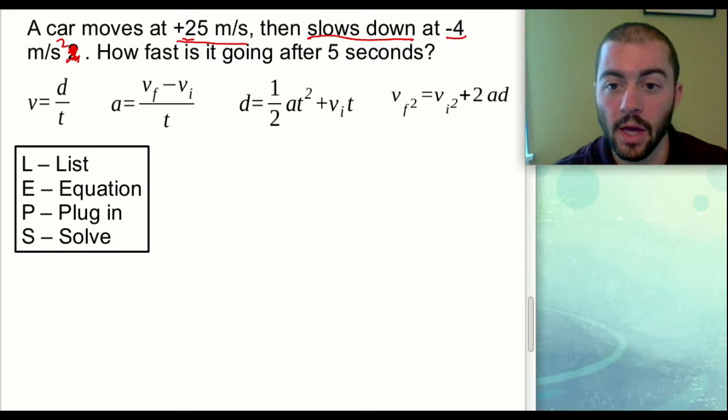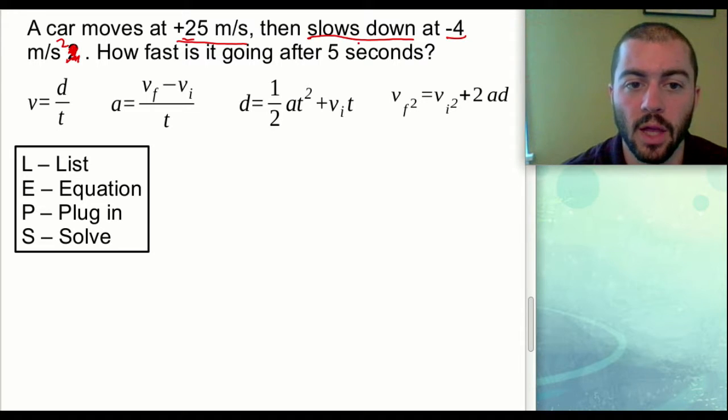All right, so slowing down means that we're changing the velocity, and if that's the case, then that means we're looking at acceleration because acceleration is a change in velocity. So how fast is this car going after 5 seconds? So we've got a whole bunch of information here we can try and parse out.